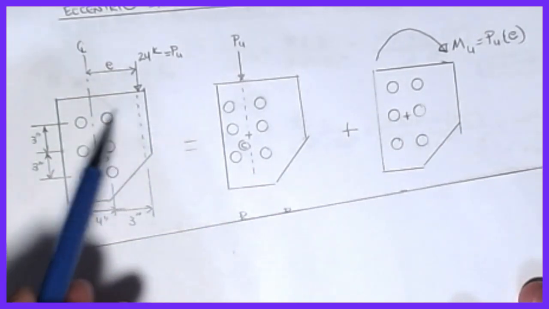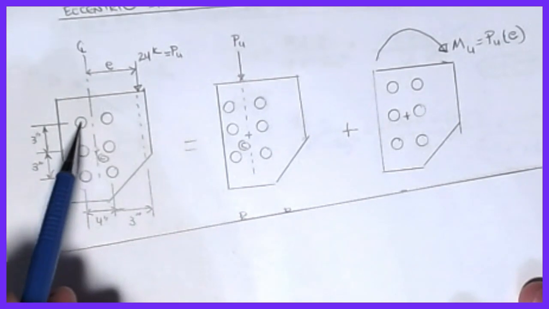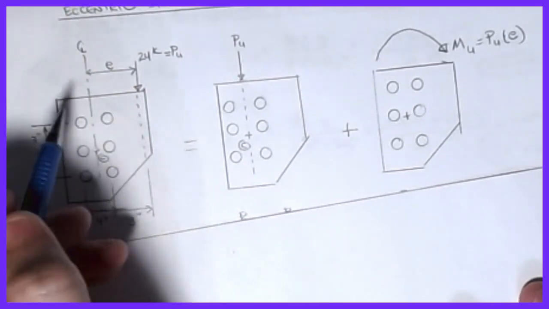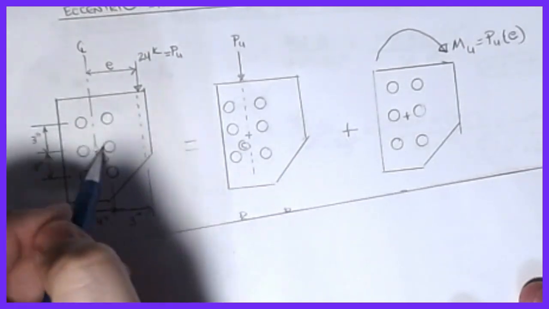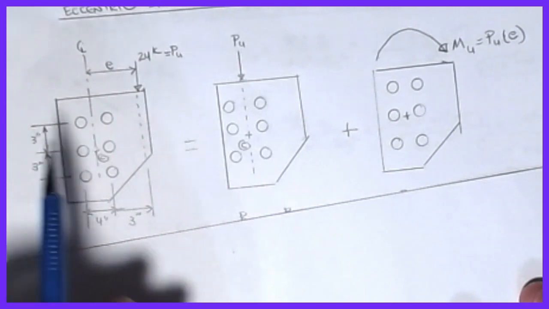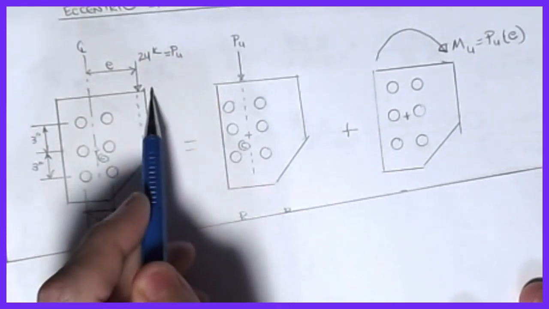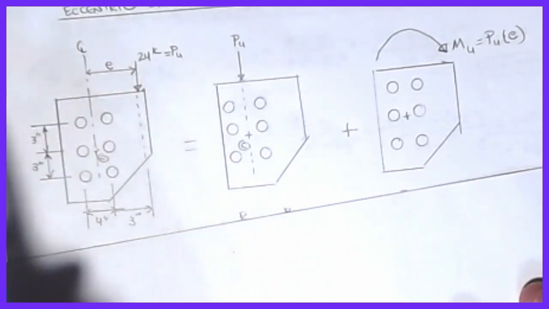So what I have is a bolt pattern, and the circles represent the bolts. In this case, I have 3 rows and 2 columns of bolts. And what I've done is I've loaded this connection eccentrically to the center of the group, which means that there's what we call an E value here, in which I put a load out at some point. In this particular case, I'm going to say that it's 24 kips.